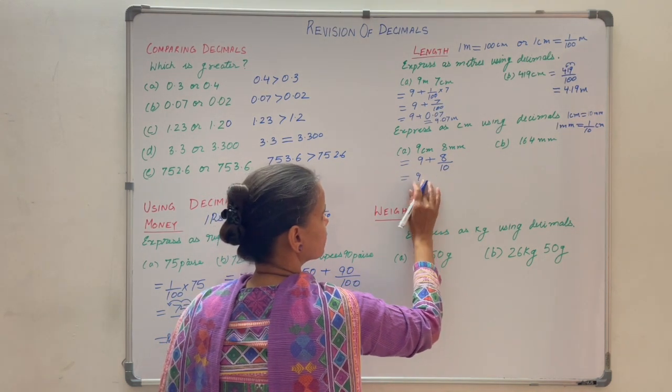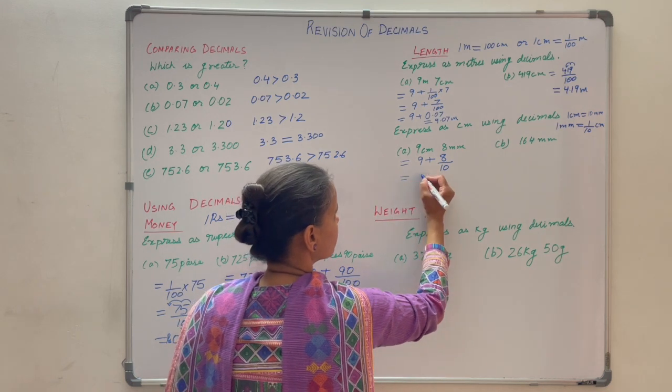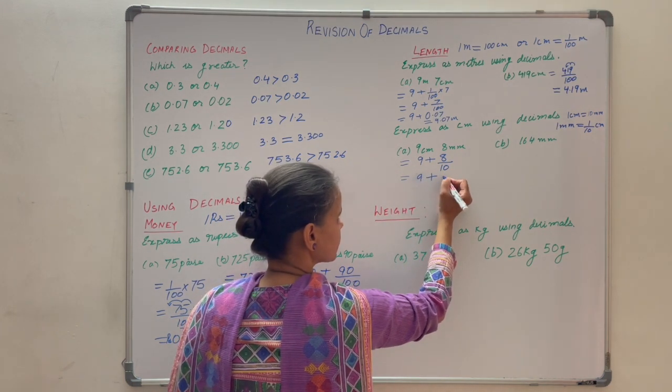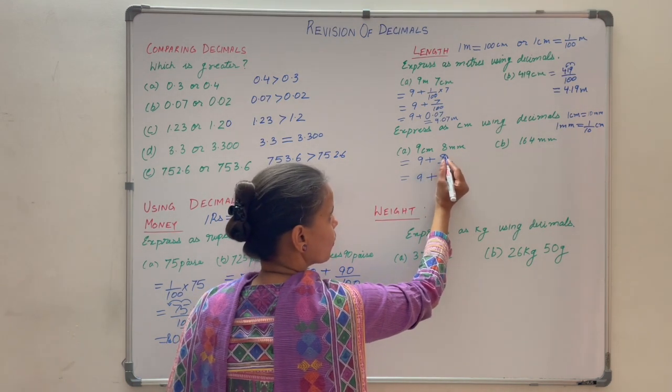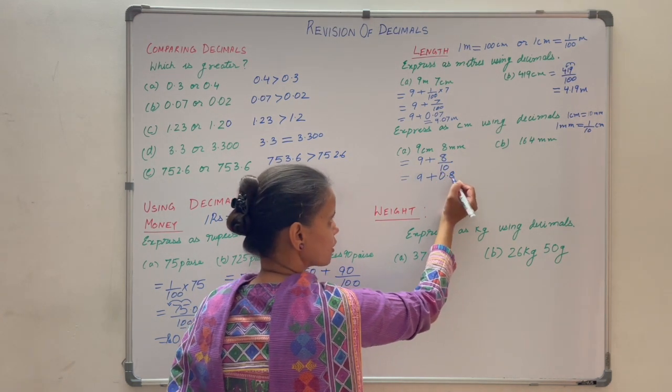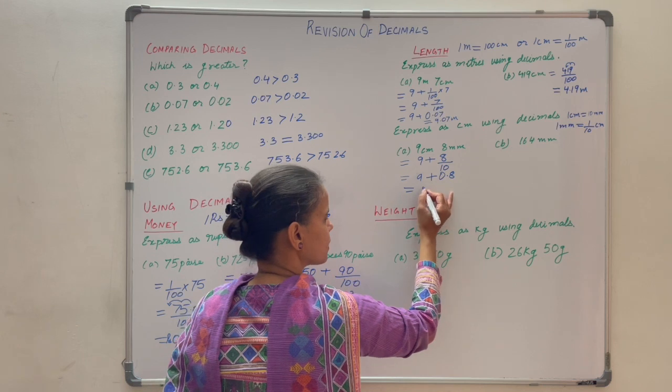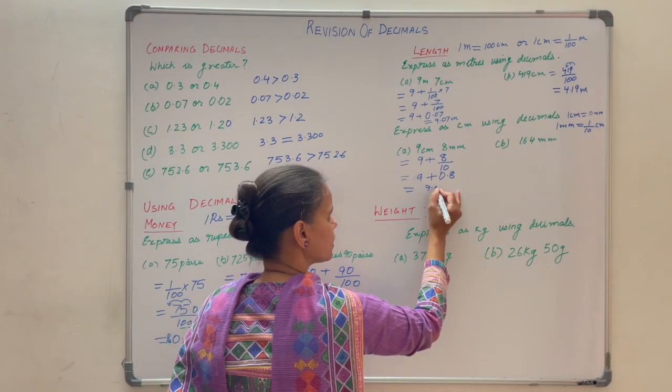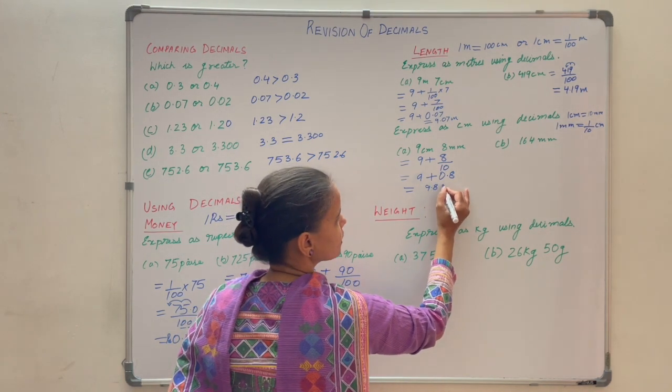So 9 plus 8 by 10 is decimal point will move one digit towards left hand side because it's division by 10. So it is 0.8. So 9 plus 0.8 is 9.8 centimeters.